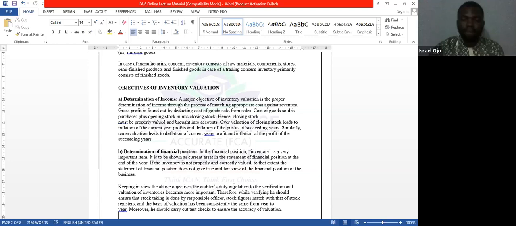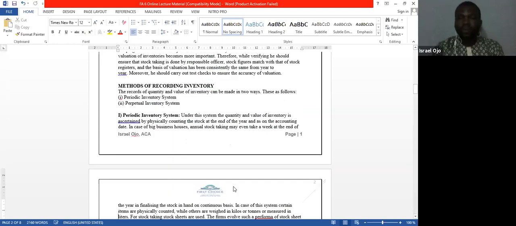Now, methods of recording inventory. We have two methods of recording inventory according to IAS 2. One is the periodic inventory system. Two, the perpetual inventory system. Now, recording: we are talking about how we record transactions. How do we document transactions with regard to inventory?